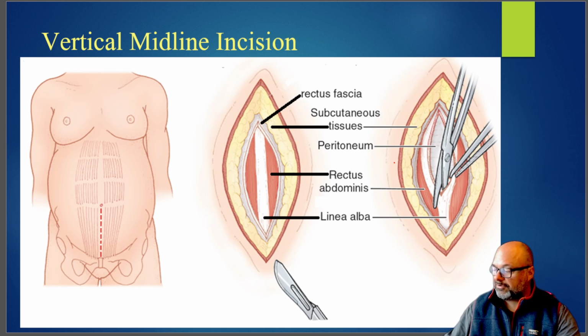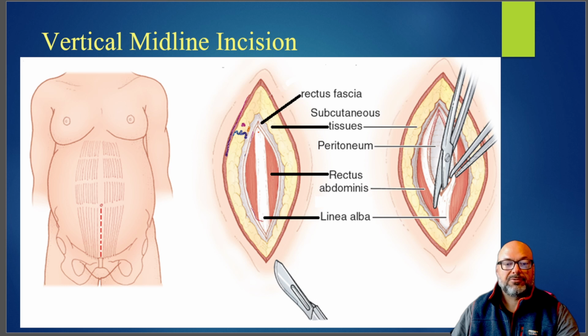So layers here, which we've already talked about a bit, going through skin edge here. We've got our subcutaneous tissue, again, this loose areolar Camper's, and then Scarpa's down here. This edge here, the white area, is the fascia itself. That's been opened as well. So here's our linea alba and rectus muscles there.